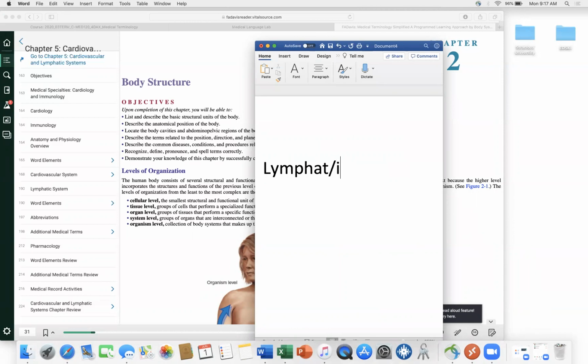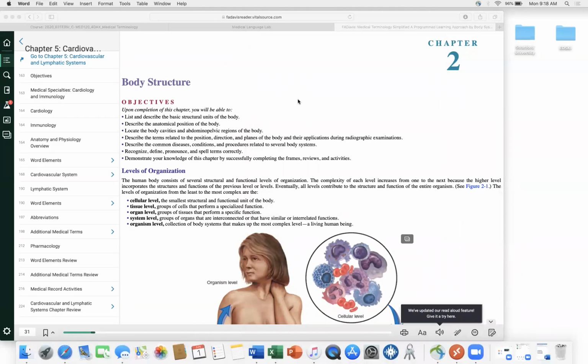Ic, pertaining to lymph, and lymph is the fluid that has WBC or white blood cells, and it has an immunologic function. Ic pertaining to, logic meaning pertaining to the study of your immune system. And it makes sense, because if, for example, you have an infection in your big toe, you need the vascular system and the lymphatic system to pump that fluid to the area where you need your white blood cells.